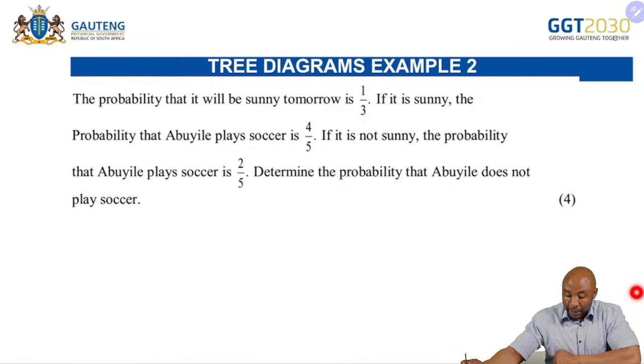The probability that it will be sunny tomorrow is 1 over 3. If it is sunny, the probability that Abuile plays soccer is 4 over 5. If it is not sunny, the probability that Abuile plays soccer is 2 over 5. Determine the probability that Abuile does not play soccer.